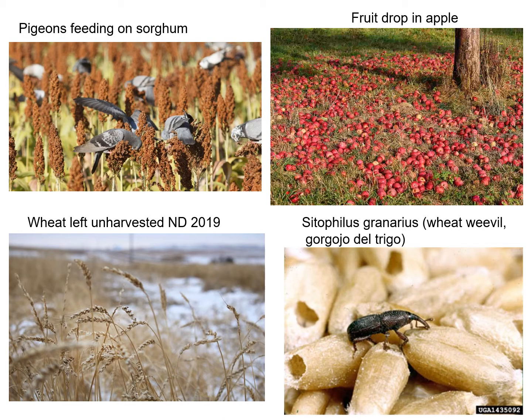Here we see some examples of yield losses. Here we see the case of pigeons feeding on sorghum, the left upper. To the right you see a case of fruit drop in apple before harvesting. In the lower left, we see a picture of wheat plants that were left unharvested, North Dakota in 2019. And in the lower right, we see a picture of Sitophilus granarius, the wheat weevil, in Spanish, gorgojo del trigo, which is one of the main pests affecting grains in storage all around the world.